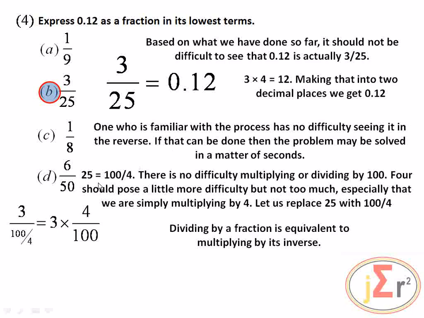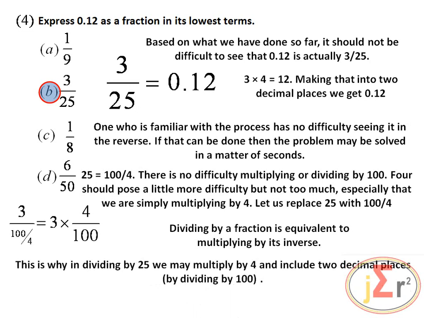Convert 25 to 100 divided by 4. And we will see that it is not only magical, it is also logical. This is why in dividing by 25, we may multiply by 4 and include 2 decimal places. And that is done by dividing by 100.